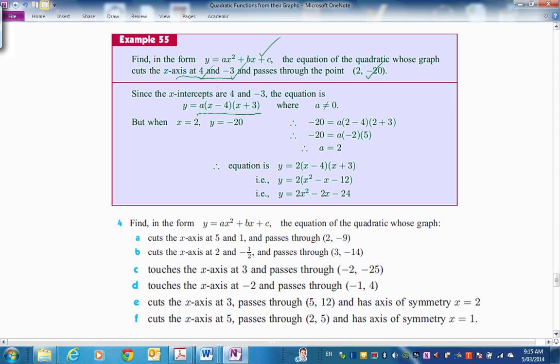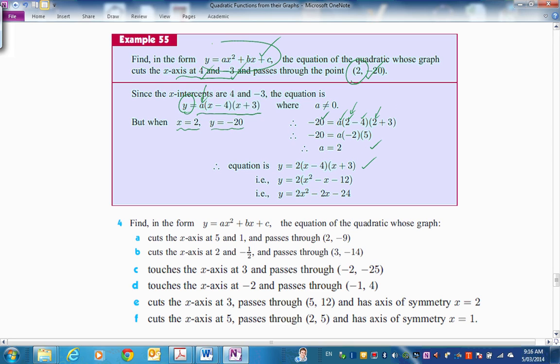Then we've got to find a. But we're given the point x is 2 and y is negative 20. So putting y as negative 20 here, you get negative 20 equals a times (2 take 4). Instead of 0 in here, we have to use the x value of the point we're given on the curve. And then (2 plus 3). So we get a is 2, and therefore we've got that form.